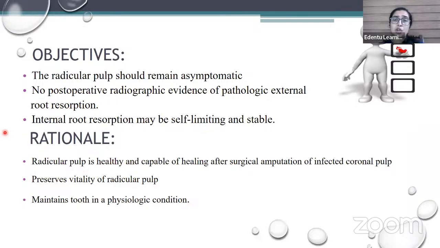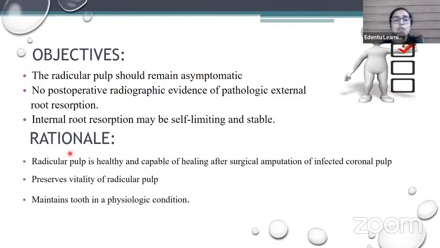Now coming to the objectives. As I told, go through the questions, see what they have asked, and make the subheadings accordingly. Talking about the objectives of pulpotomy: the radicular pulp should remain asymptomatic, there should be no postoperative radiographic evidence of pathologic external root resorption, and internal root resorption may be self-limiting as well as stable.